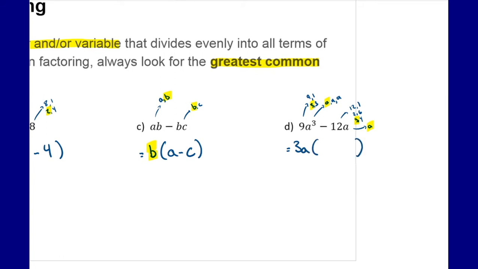It might get a little tricky now, but if we divide both of the previous two terms by 3A, 9 divided by 3 is 3. A cubed divided by A is A squared. Negative 12A divided by 3A, so we have negative 4, and the A divided by A removes it. So that is our factored form.